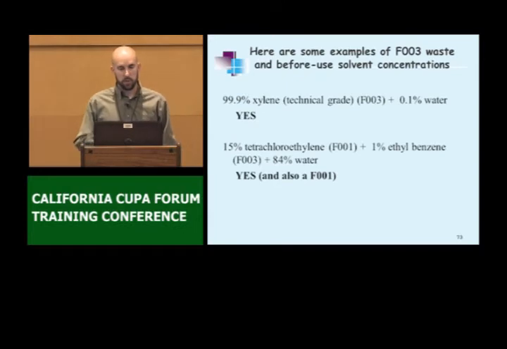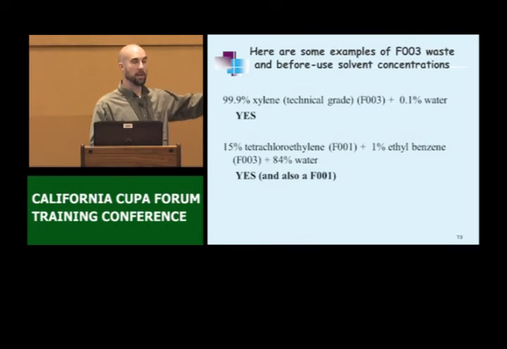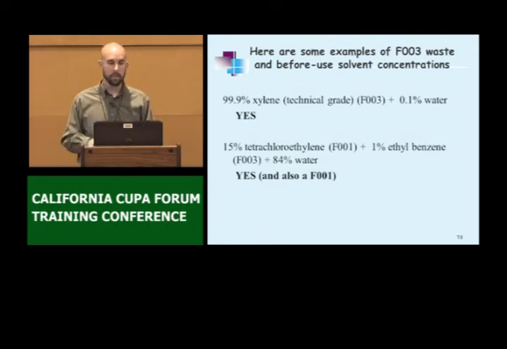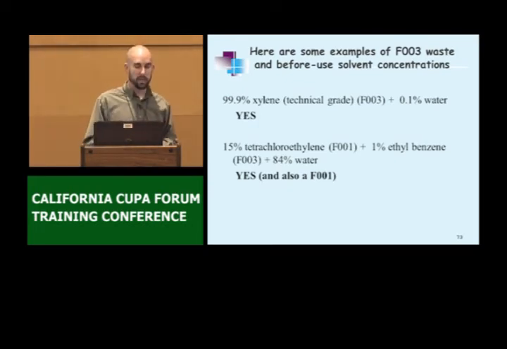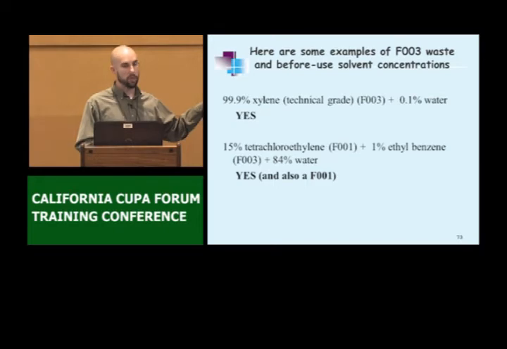All right. So F003, some examples. We talked about 99.9% xylene. What listing? Will this have the F003 listing? It indicates it's technical grade, so yes, it will. So say you have 15% tetrachloroethylene, an F001, plus 1% ethyl benzene, F003. What waste code? Well, one, will this be an F003 listing? No?